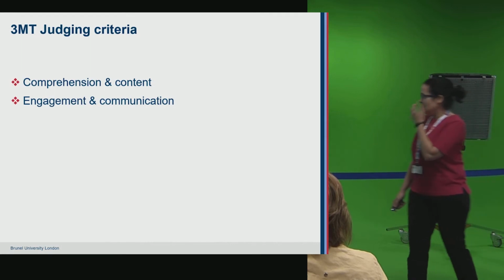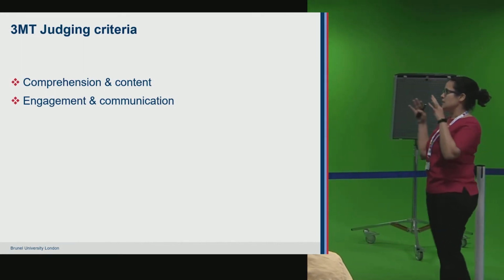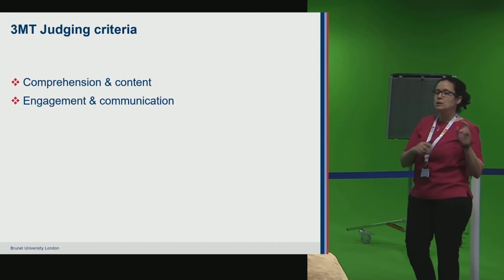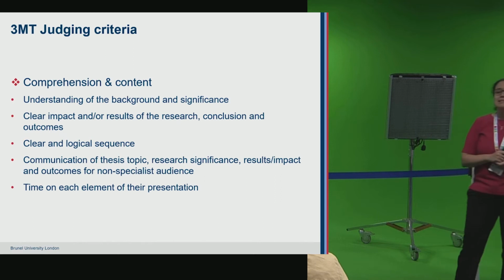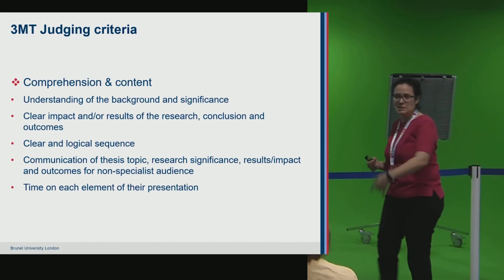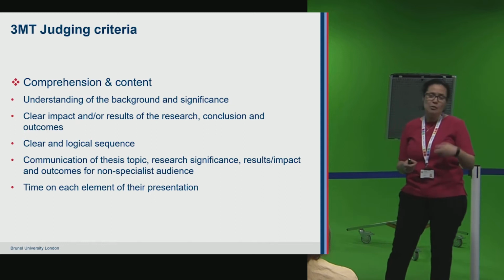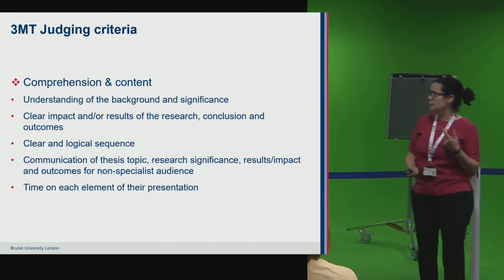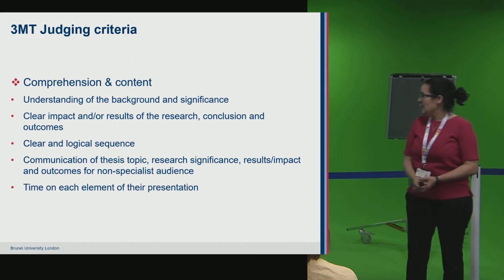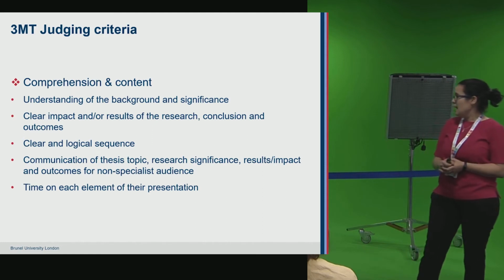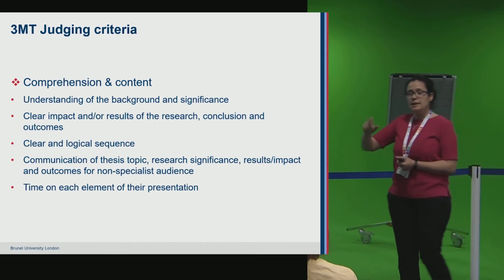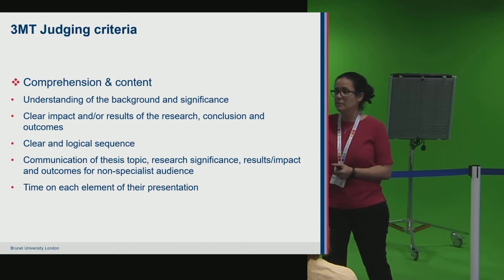So the criteria for the 3MT are basically comprehension and content, and engagement and communication. These two parameters. So in terms of the content, they need to understand the background, okay? The significance of the background. So then they need to use a lot of hooks and take attention. Because all the research is significant, but how do they know? It needs to be clear, logical. You need to, again, raise what is the significance of your topic. And you need to dedicate a certain amount of time for each element of your presentation.